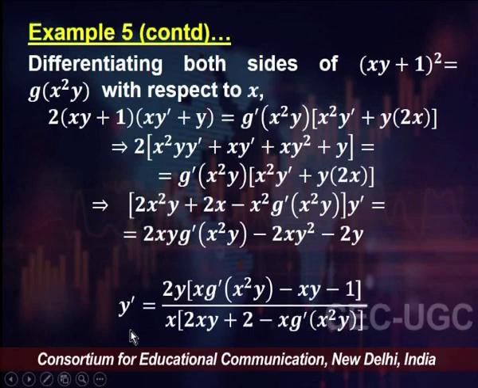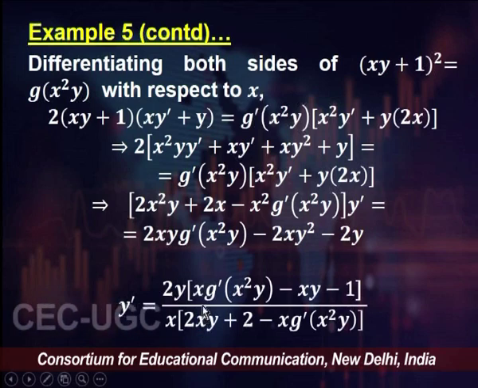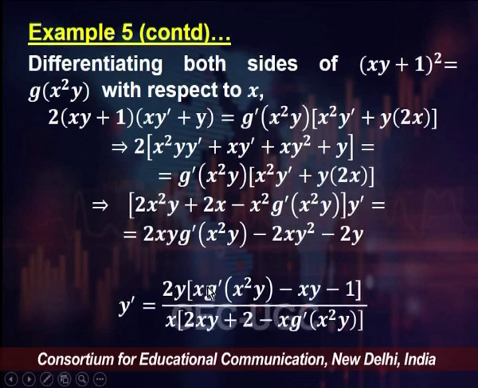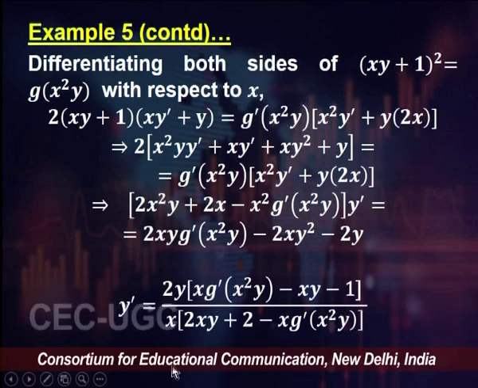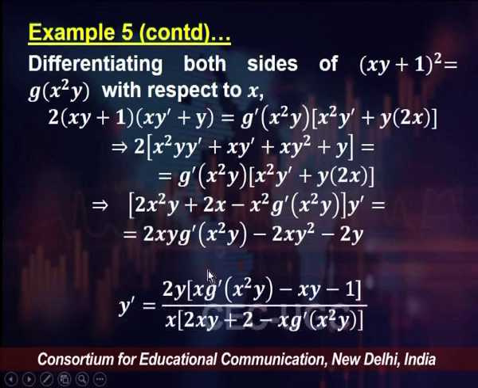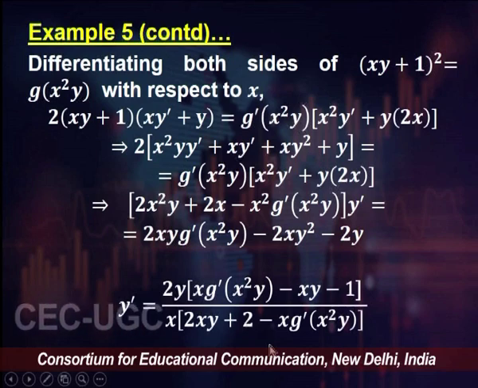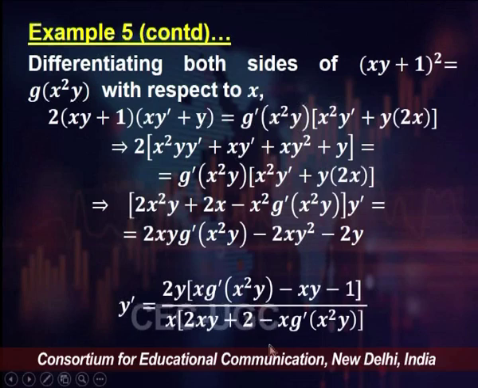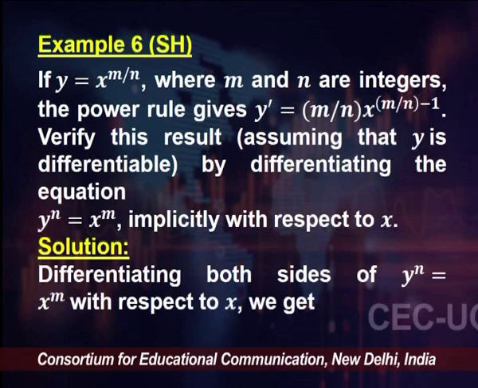So we then get y prime equal to 2 times y. I can take y common on the right hand side and the 2 as well. So 2 times y times x times g prime minus xy minus 1, and the whole thing is divided by, I can take x common for all these terms in front of y prime. I can take x common, I get 2xy plus 2 minus x times g prime, and that's your expression for dy by dx.